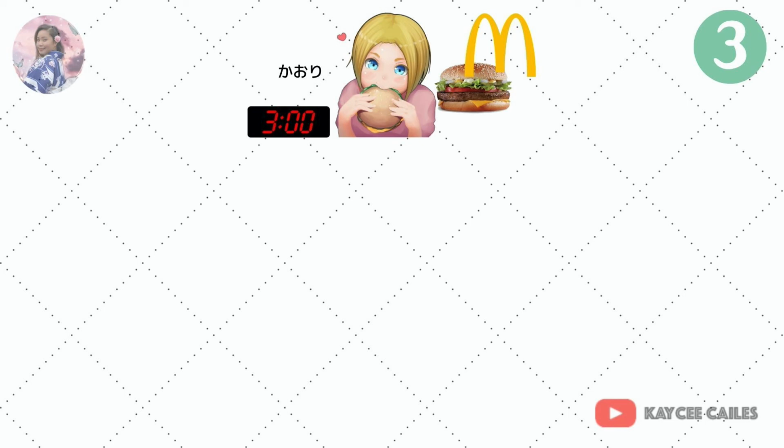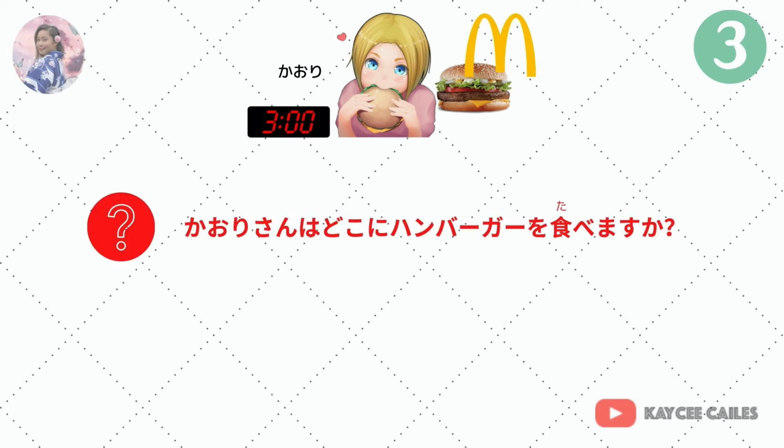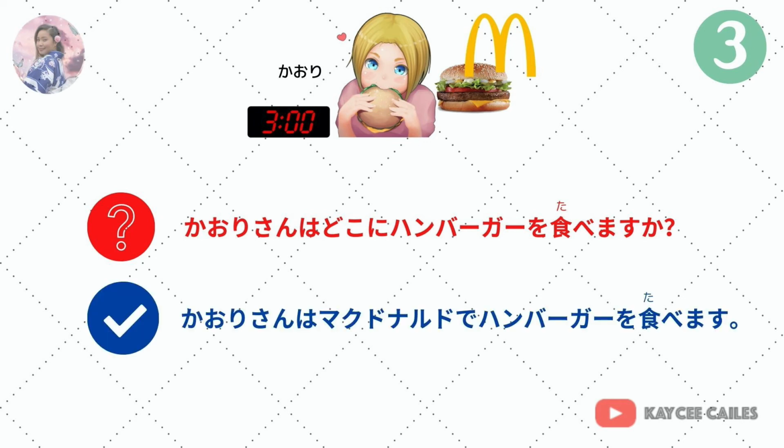At number 3, we have this picture. And my question would be, Kaori-san wa doko de hamburger o tabemasu ka? Can you guess the answer correctly? Kaori-san wa McDonald's de hamburger o tabemasu.